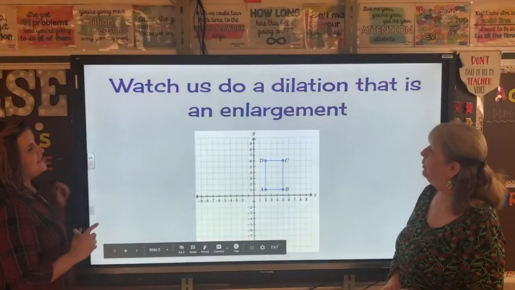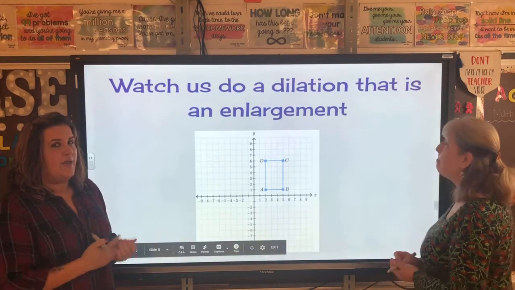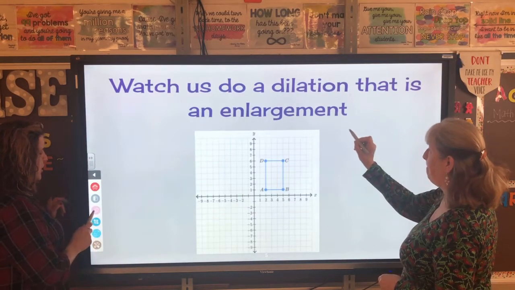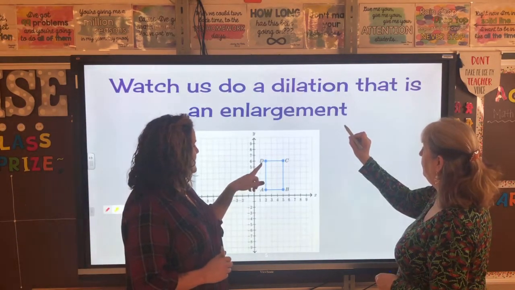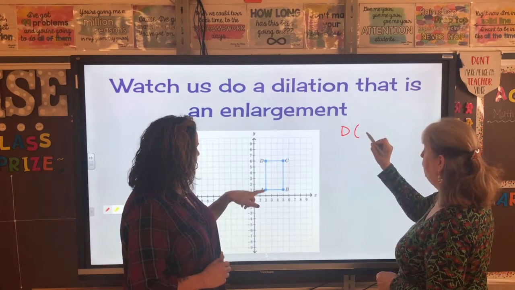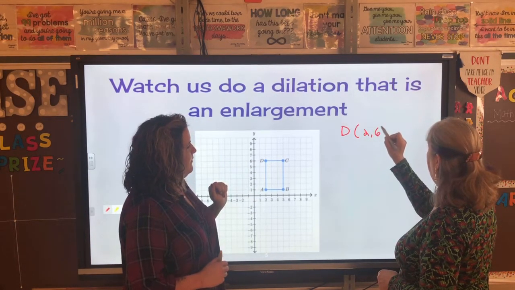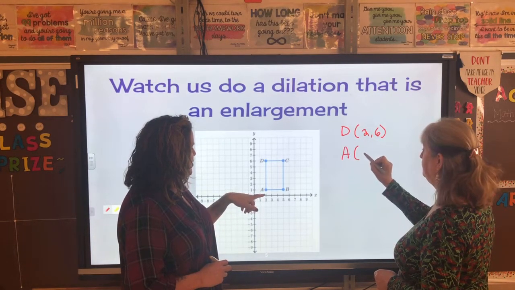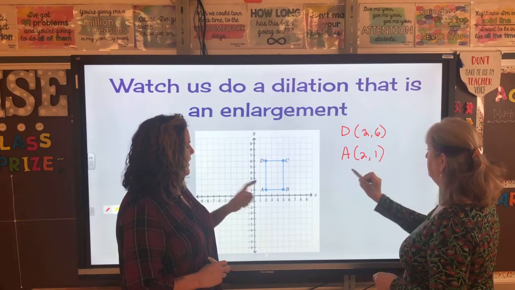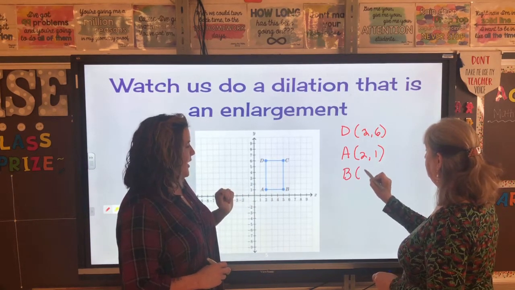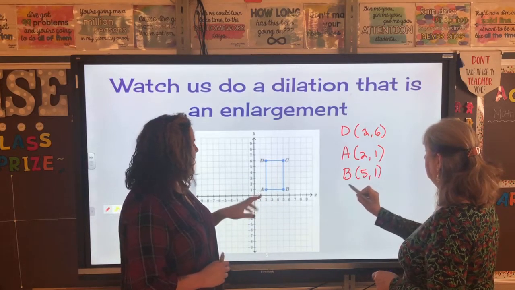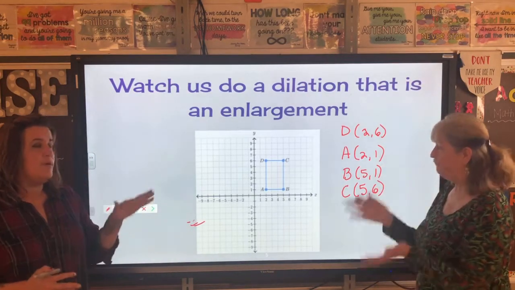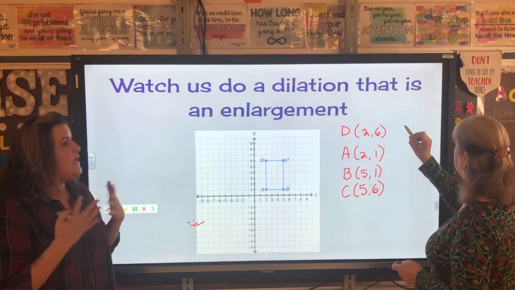All right, so let's show an enlargement and how we actually figure out an enlargement. You tell me the numbers and I'll write them. So first we're going to start with the ordered pairs. Ordered pair D is at 2, 6. Ordered pair A, I should have probably done this in order. A is at 2, 1. B is at 5, 1. Remember we go over and then up and down. And then C is at 5, 6. So that's our original shape, and those are the ordered pairs for our original.